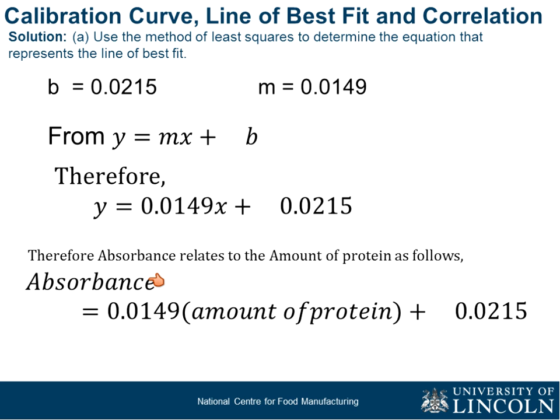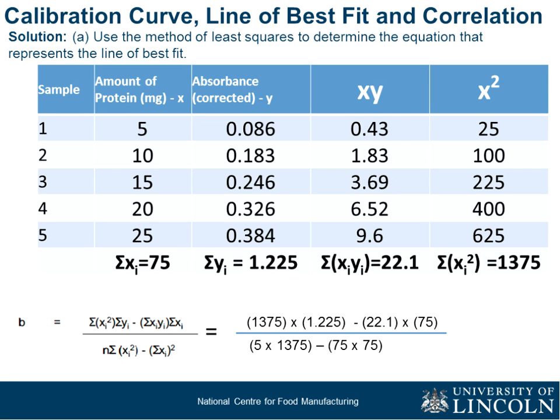But don't forget, whatever you are using it for has to be within the limit. Don't forget where we started. We started from here, amount of protein. If your absorbance is above this figure, if your absorbance is like 0.7, you can't use this. You can't use the equation you are getting from here because it's not within the range. If your absorbance is 0.00001, it's outside the range. You can't use it. It has to be within the range.